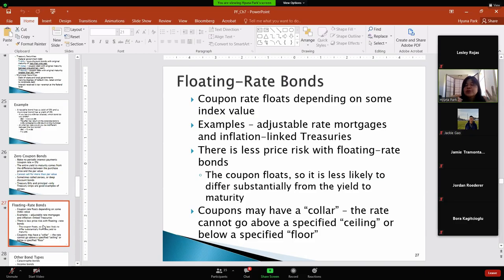Usually those fluctuations are tied to some market rate. A good example of this kind of debt is the adjustable rate mortgage. If you purchased a house in the past, you might have heard about a 5-year ARM instead of a 30-year fixed rate mortgage. 30-year or 15-year fixed rate mortgages are most popular in the mortgage market, but some people use 5-year ARMs. That means for 5 years the interest rate is fixed, but after that the rates are adjusted. That's why we call it a 5-year ARM, A-R-M, adjustable rate mortgage. That's a good example of floating rate loans.